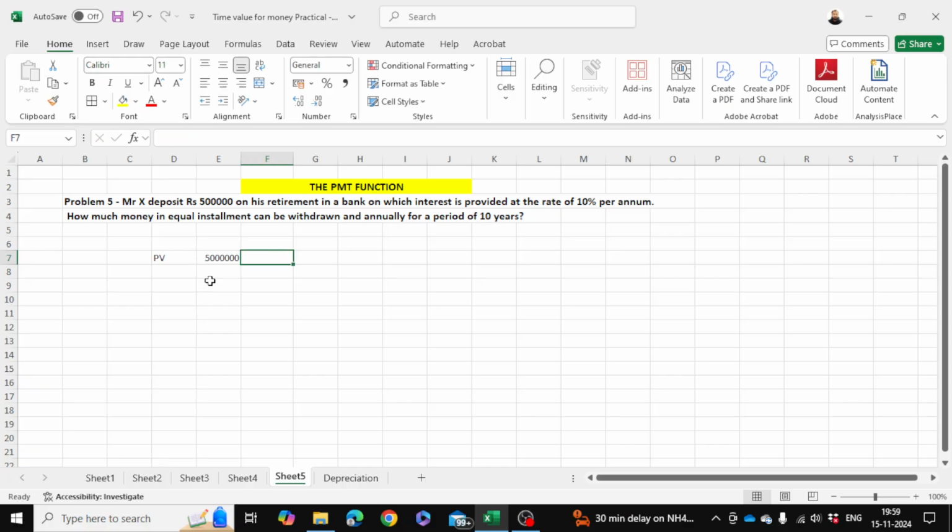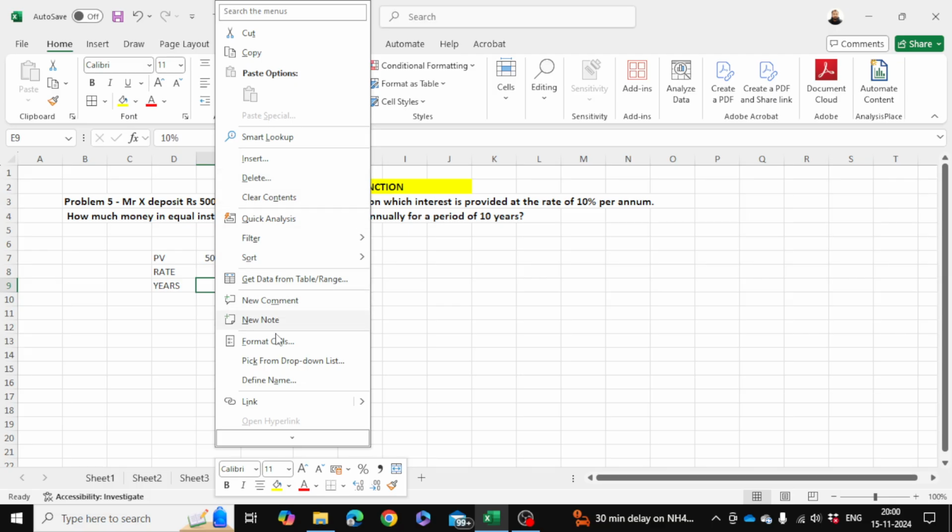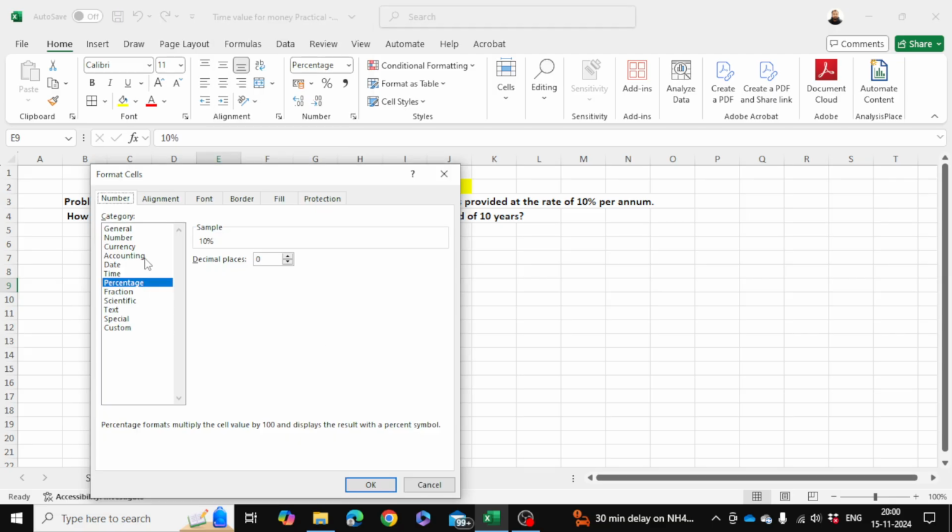Rupees. Okay, then rate is given, that is 10%. Then years are mentioned, that is 10 years. So again percentage is coming because in my laptop there is some problem, otherwise it doesn't come here because the setting for this particular cell is different.